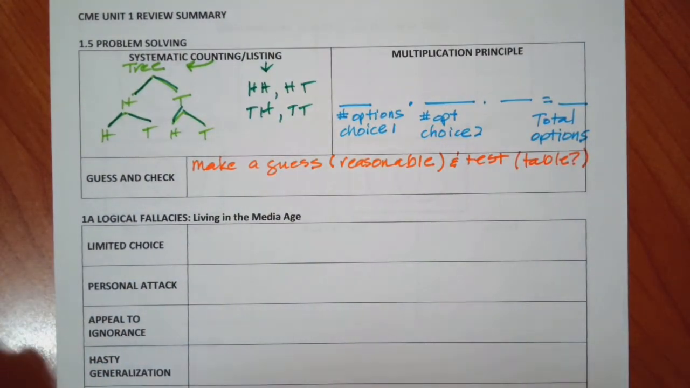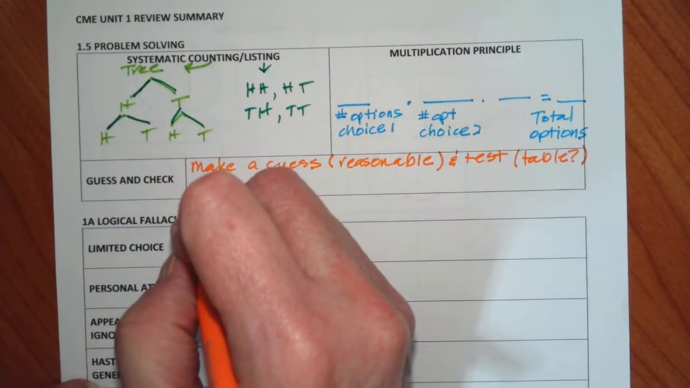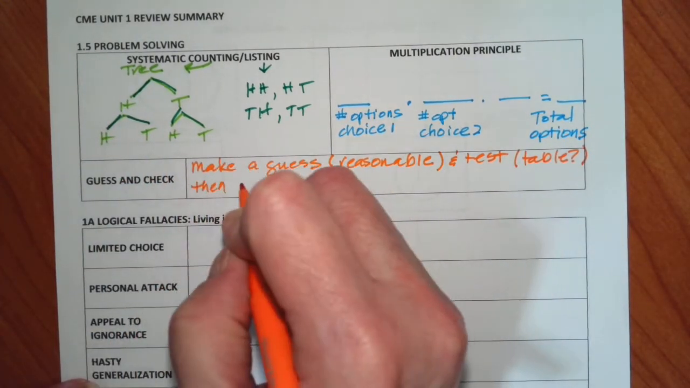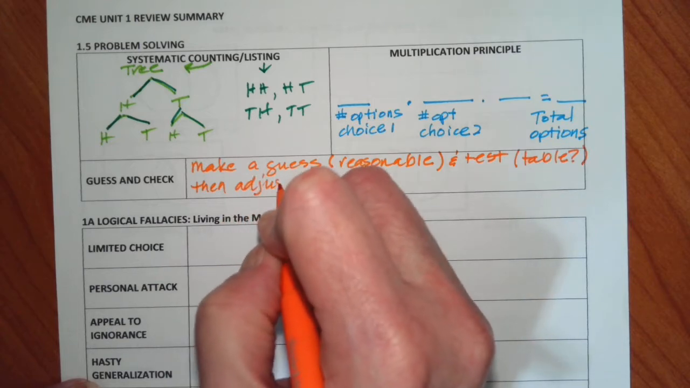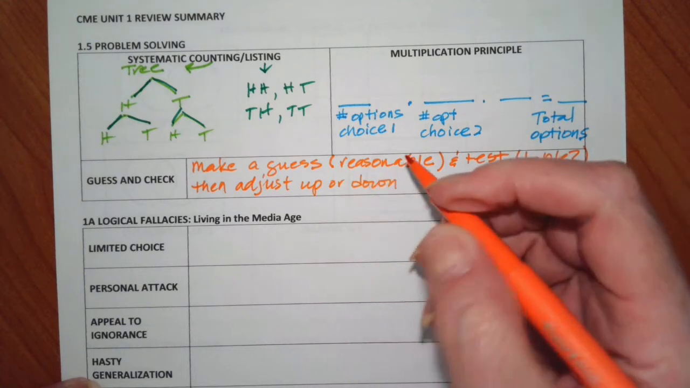After you make your initial guess, you are going to then adjust up or down based on the result.